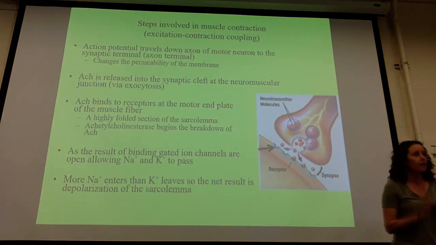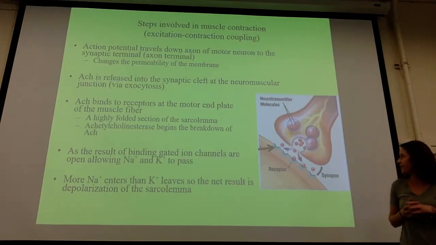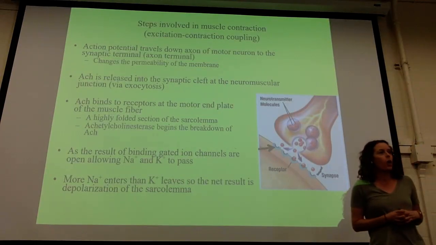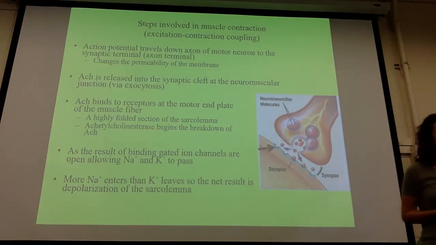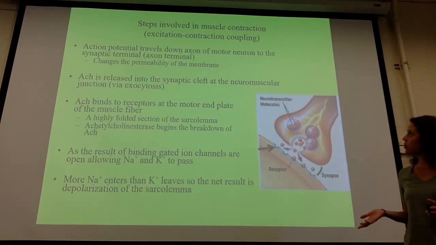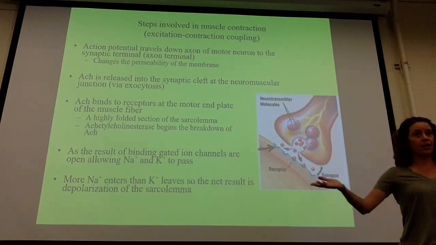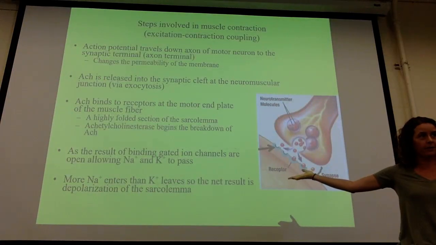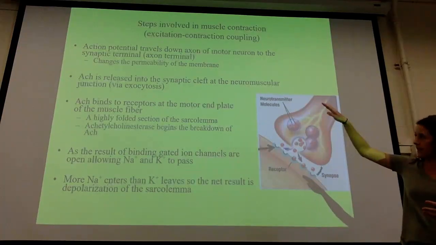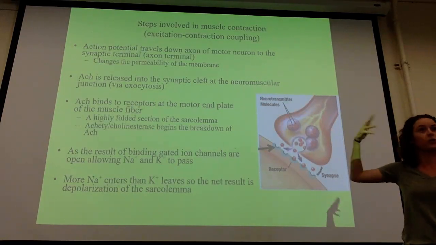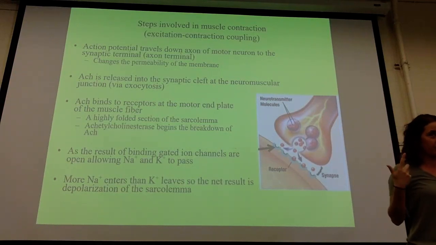Okay, this starts the complicated steps of what is exactly involved in muscle contraction. So what I'm going to do is give you a very basic summary of what we're going to talk about on this slide. Then I'm going to go through each point step by step. We'll read it, and then I'll translate it into something that makes sense to you.